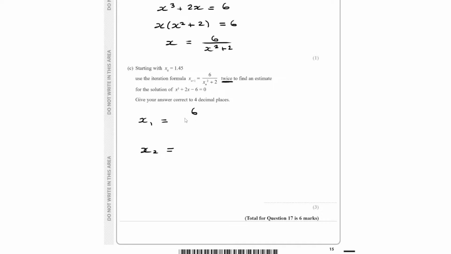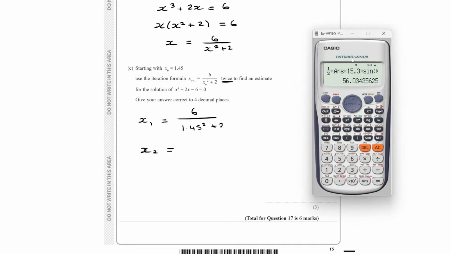So what I need to do is 6 divided by the previous one. See how the previous one to x1 is x0? So that'd be 1.45, and you square that and then you add 2. Now there's an easy way to put it in the calculator. You type in the starting number first, so 1.45, press equals to see how that's now your answer. It's now in the memory as the answer.